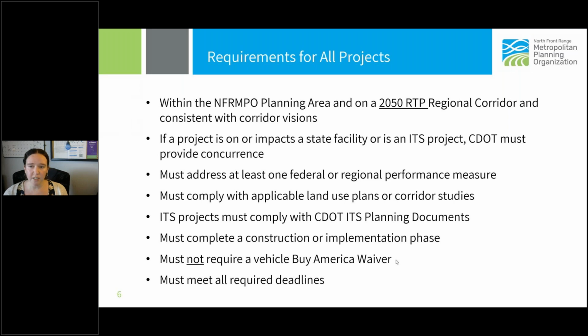Next, all projects must address at least one federal or regional performance measure, and I'm going to talk about that a little bit more specifically when I go into all of the funding programs. Your project must comply with all applicable land use plans and corridor studies, and then ITS projects must also comply with CDOT ITS planning documents. The projects submitted for the call for projects must complete a construction or an implementation phase. Also, all projects must not require a Vehicle Buy America waiver. And then all projects must meet all required deadlines.